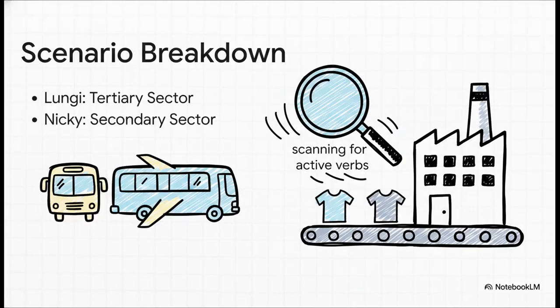Let's break it down together. For Lungi Travel Agency, the key action phrase in the text is providing transport services. Services always point us straight to the tertiary sector. For Nikkei Manufacturers, the key word is literally right there in the name and description, manufacturing. Taking raw materials and processing them into uniforms places them squarely in the secondary sector. So the big takeaway here is to always scan your text for those active verbs. They are dead giveaways for accurate sector classification.